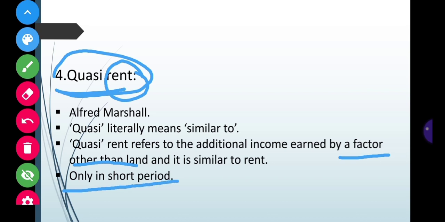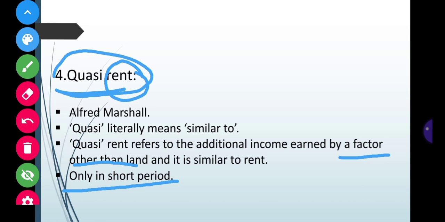Why? Because land is fixed for all the time, whether it is the short run or long run. Whatever income the land earns is called rent. In the short run that is called rent, and in the long run that is also called rent. But what about other factors? Other factors like machines and buildings also earn some income in the short run. In the short run, those factors are also fixed. We cannot increase the man-made factors according to demand in the short run.